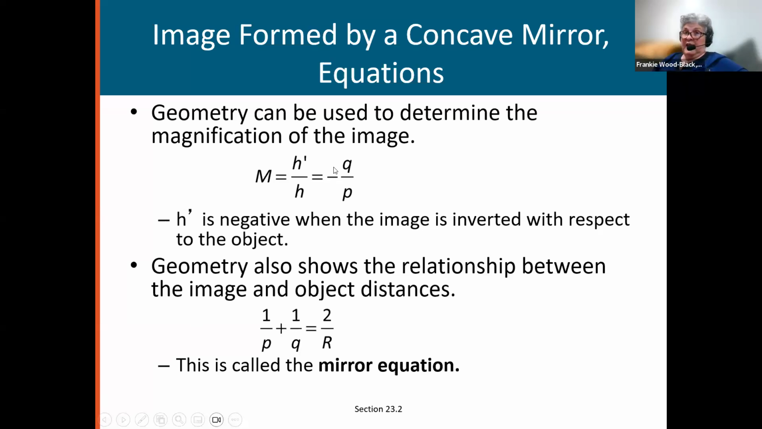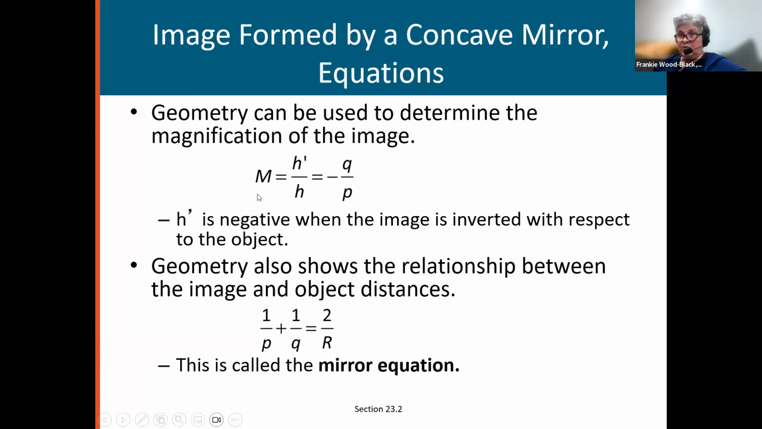Now, when I do my magnification, if I get a negative, the negative tells me that the image is inverted. So I'm going to have a flip of my image. And it turns out this is what your eyes do naturally with lenses. And we get that's there. And here is my object distance. Here's my image distance. And I can figure out my calculation.